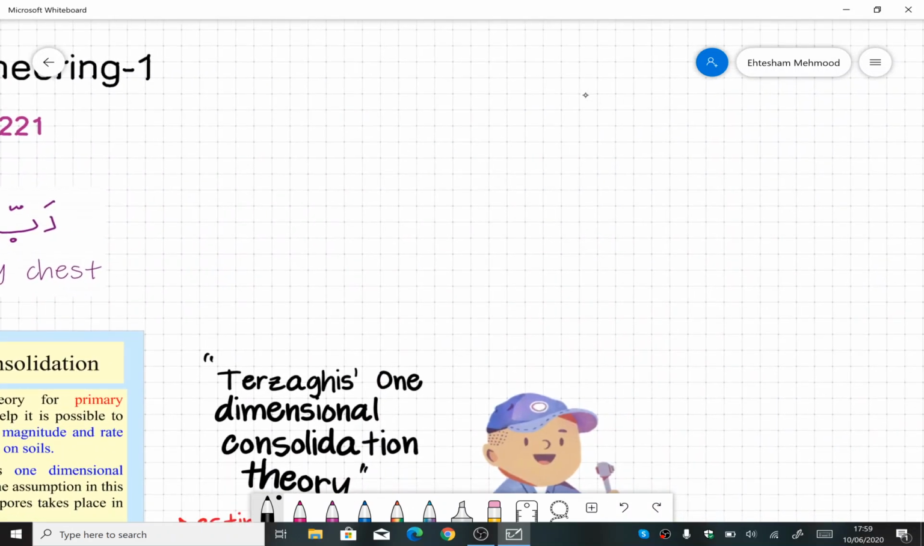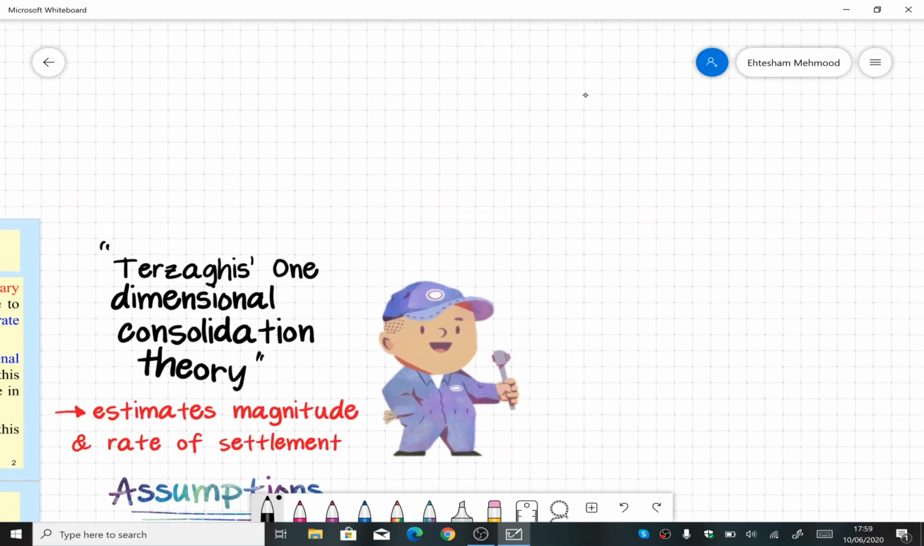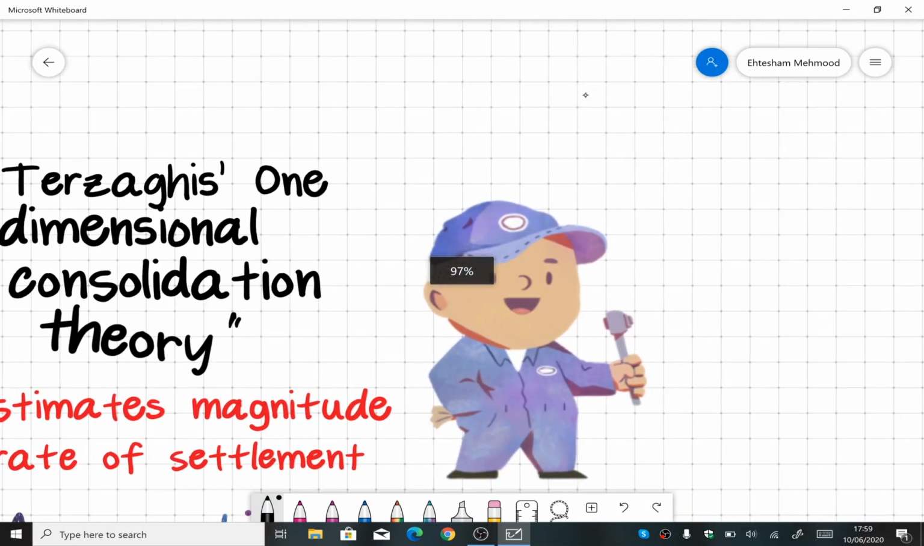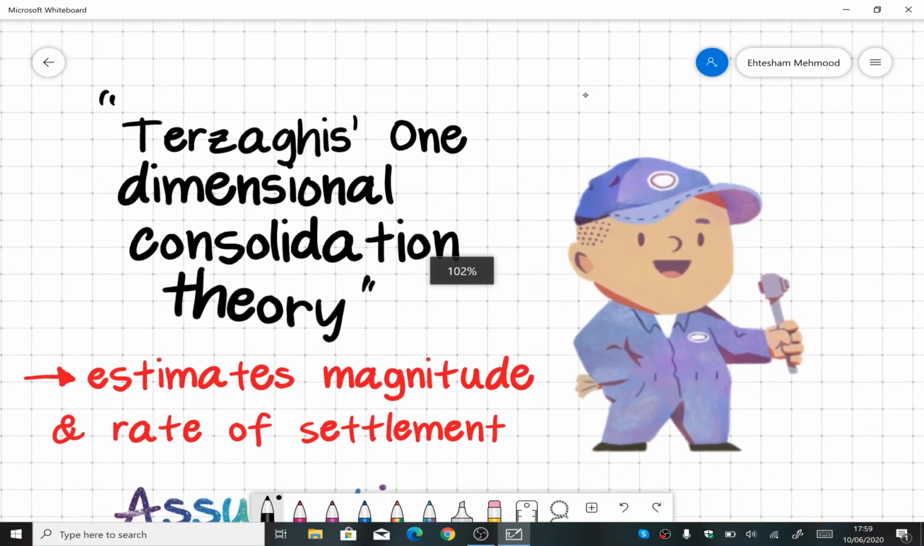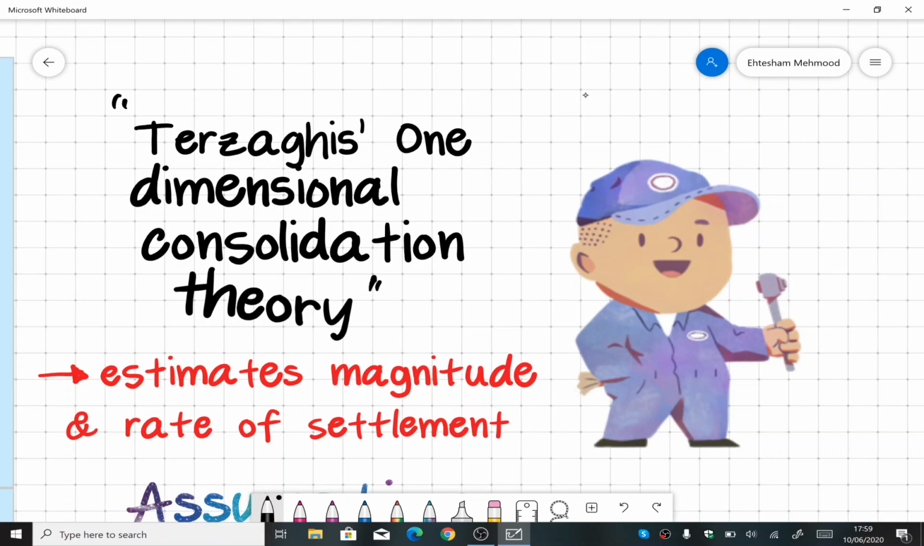So starting with today's topic, previously we started with Terzaghi's lecture, the consolidation theory, what consolidation is, and we learned some basics. Today we will go further into the details of consolidation. So today's topic is Terzaghi's one-dimensional consolidation theory.